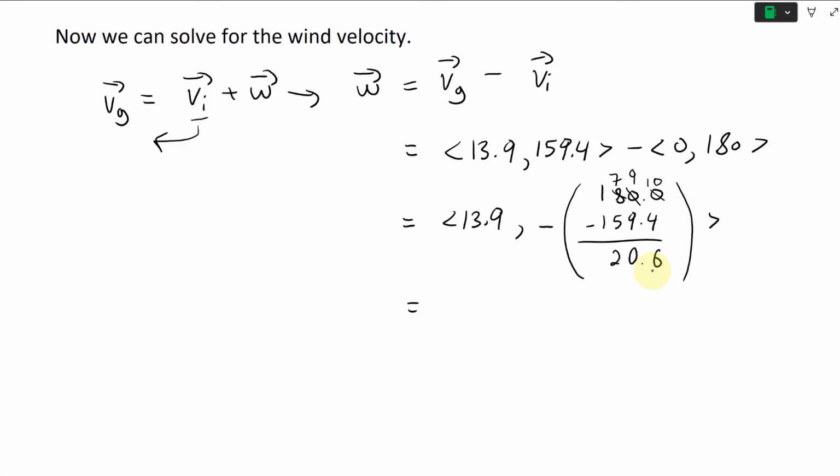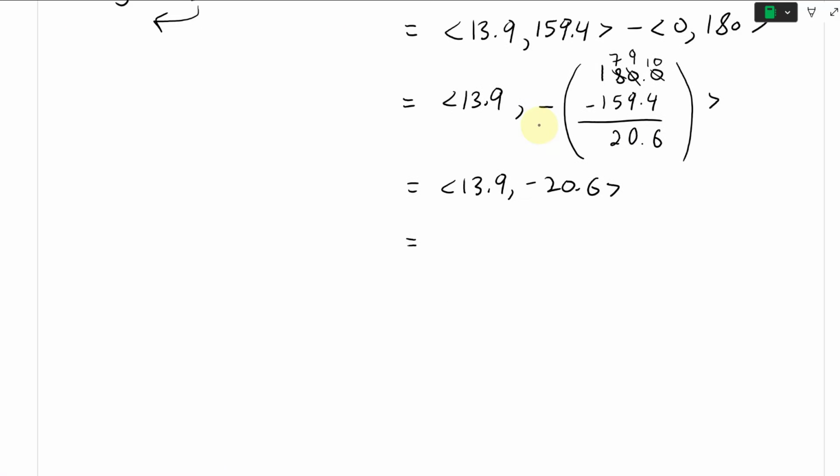So this is going to be equal to negative 13.9 and negative 20.6, or you could write this in IJK format. This equals 13.9I minus 20.6J. And this is the wind velocity.